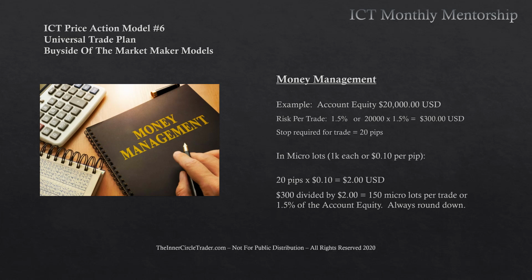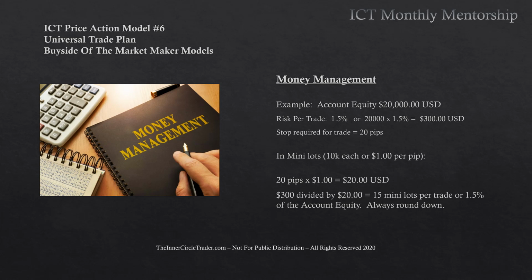As an example, equity of $20,000 US. Risk per trade is 1.5%, or 20,000 times 1.5%. In this case, it would be $300 US. Stop required for the trade is 20 pips. In micro lots, 1,000 each, or 10 cents per pip, 20 pips times 10 cents equals $2 US. So $300 divided by $2 equals 150 micro lots per trade, or 1.5% of the account equity, always round down.